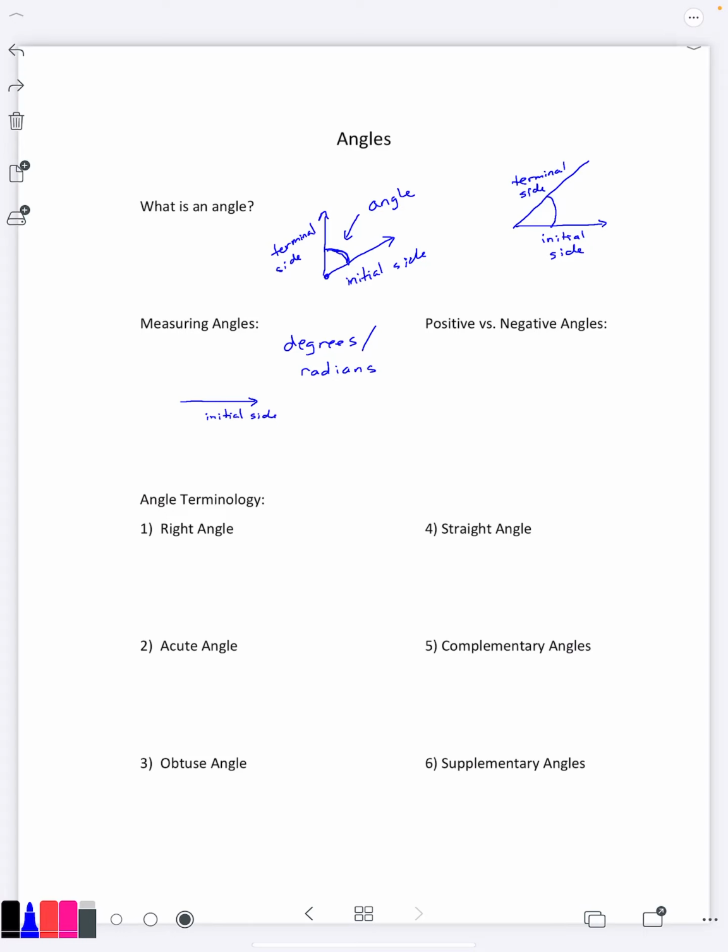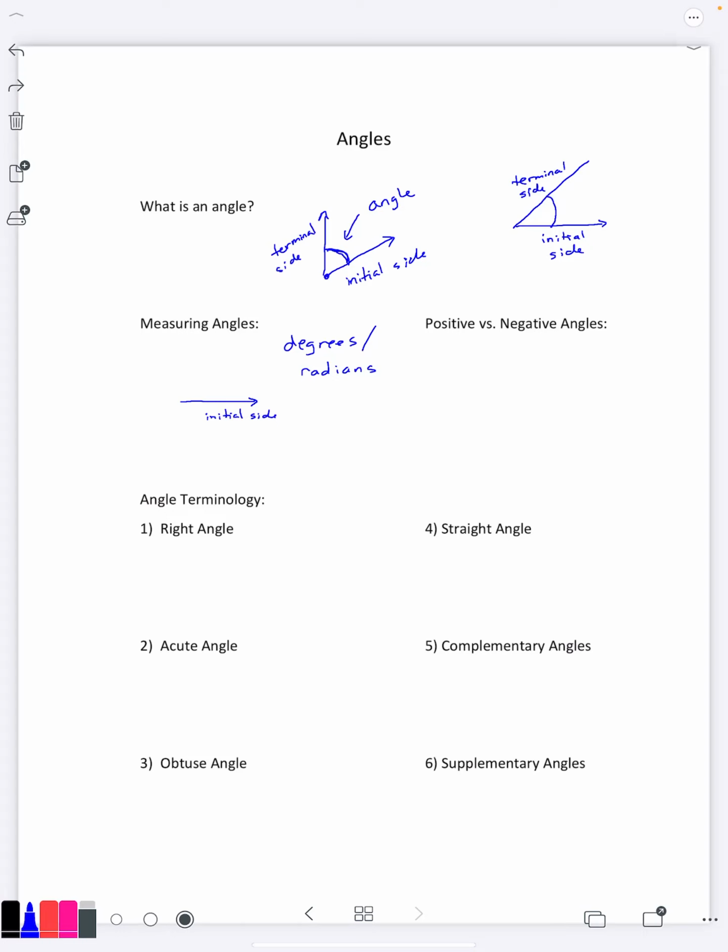So the general way is people learn degrees growing up, and that's what they see very often. But then when you start getting into the more complicated calculational things, you want to use radians to make things work out easier. For now, we're going to stick with degrees. We'll talk about radians in a later video.